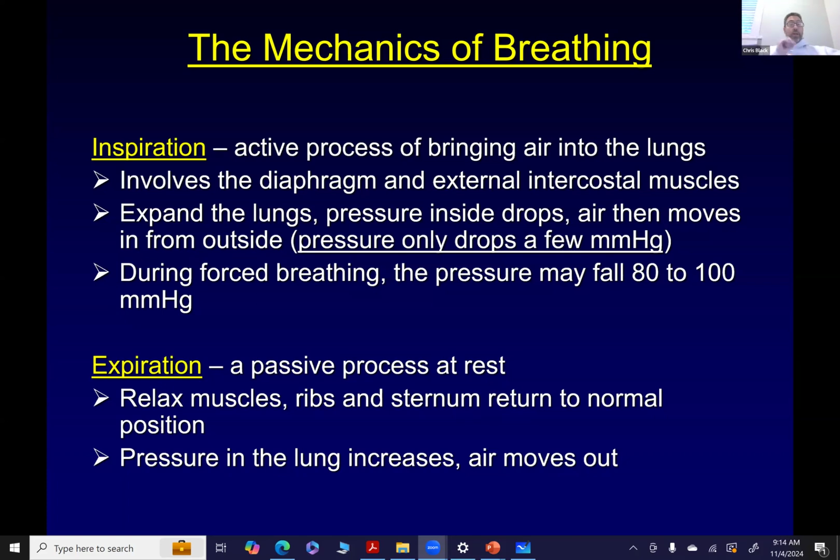It's terrible because you need to suck as much air in as you possibly can. So you go all the way. That's an active process. At rest right now, you guys are just going to passively allow the diaphragm to move. The diaphragm's not passive, but everything else is, and air comes in and out. You'll never have to think about it, okay?